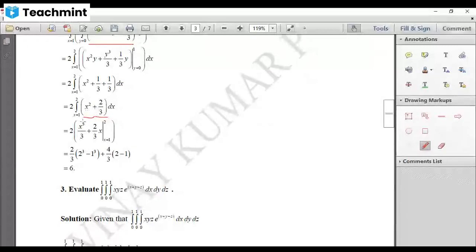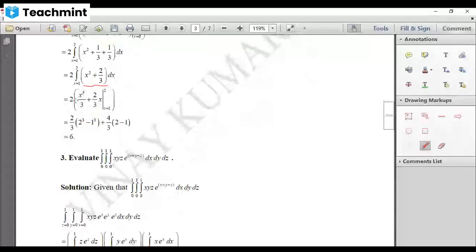Integral of x square is x cube by 3. 2 by 3 is constant, so 1 is remaining. Integral of 1 is x, and the limit is from 1 to 2. Now multiply this by 2. 2 into 1 by 3 is 2 by 3. Apply upper limit: 2 cube minus 1 cube plus 2 into 2, 4, 4 by 3. Upper limit 2 minus 1.